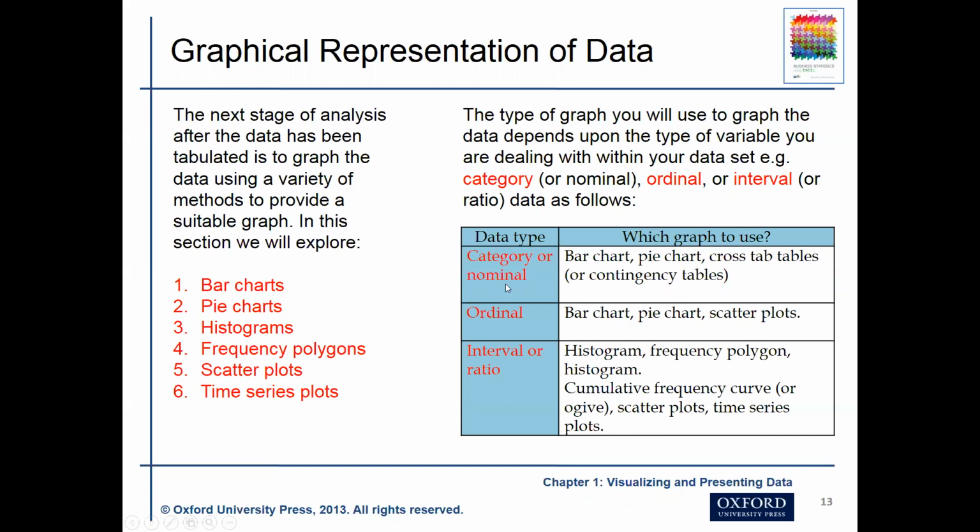Here, for nominal categories: bar chart, pie chart, crosstab, I mean, for contingency or cross tables. Then ordinal means bar chart, pie chart, scatter. Then interval and ratio is histogram, frequency polygon. Interval ratio means it is continuous, right? So for this, we are using the histogram and frequency polygon.